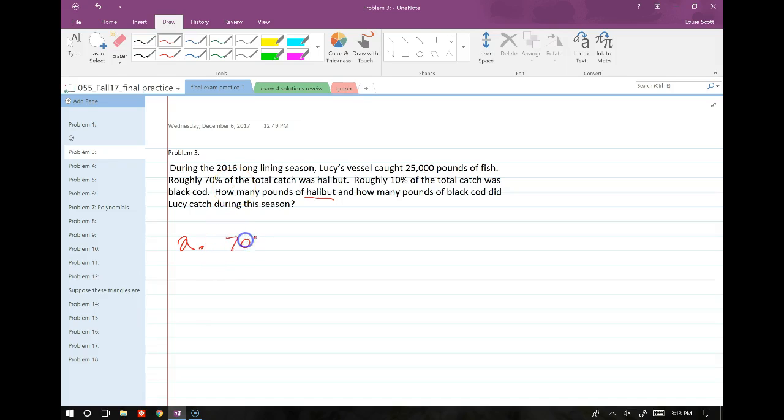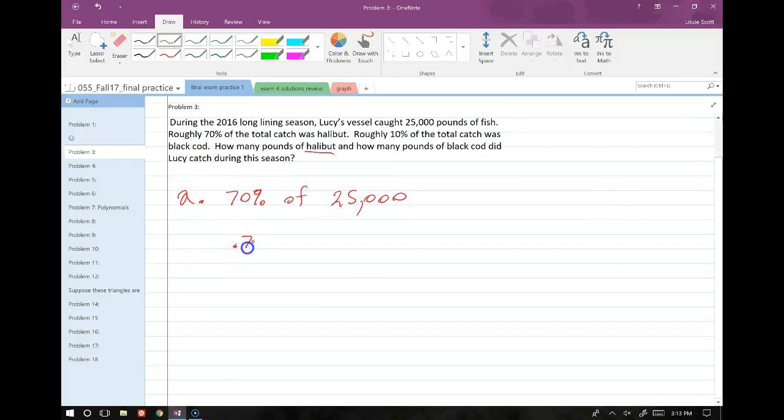So 70% of 25,000 is what we want to calculate. So I say 0.7 times 25,000, and I get 17,500. So label that halibut. All right, part B, they want to know how many pounds of black cod did she catch?